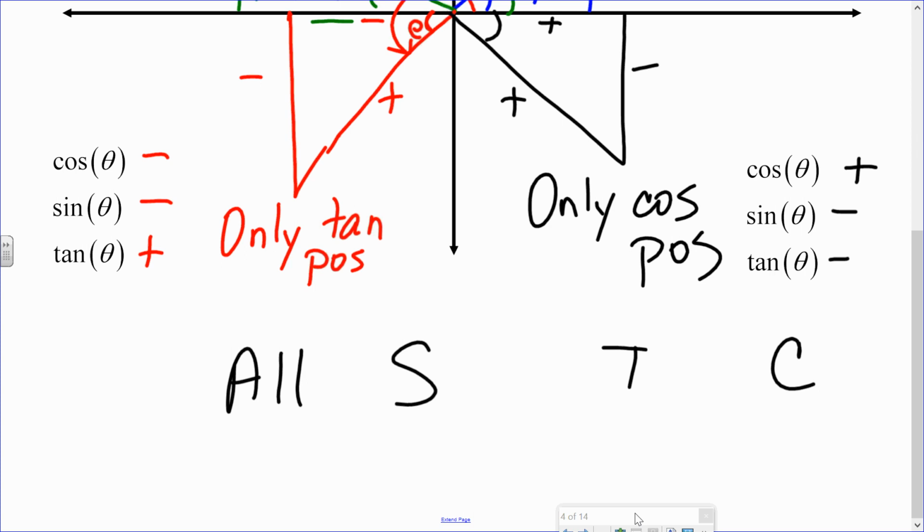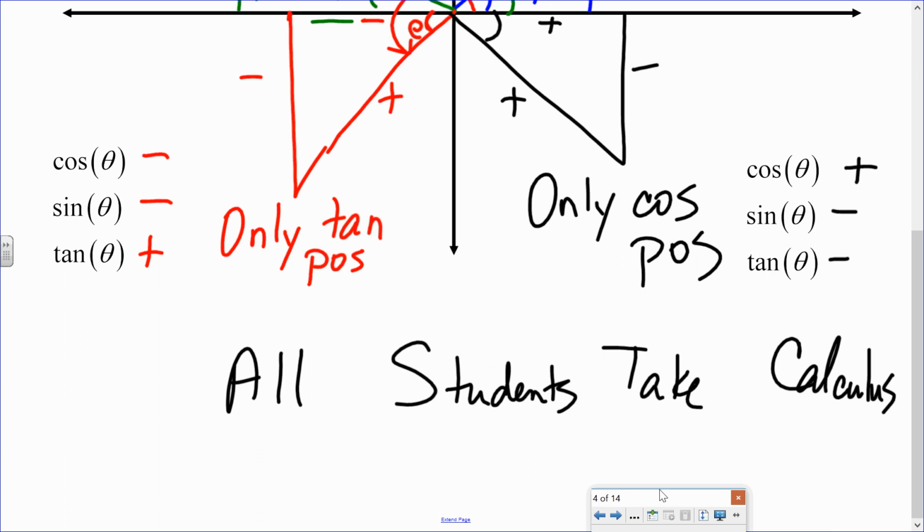So it might be nice if I could memorize that, but I'm not very good at memorizing all, sine, tangent, cosine, so I'm going to try to think up a sentence. All students take calculus would help me remember. All: if I'm in the first quadrant, everything's positive. Students: sine is the only one positive. Take: only tangent is positive. Calculus: only cosine is positive.